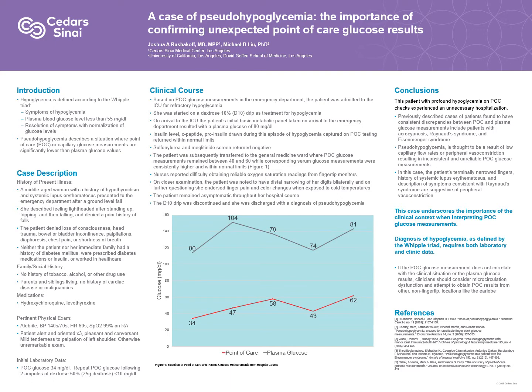Her D10 drip was continued because her point-of-care test continued to show hypoglycemia with values in the 40s and 50s, as seen in figure 1, but her BMP had normal glucose values in the 70s, 80s, and 100s. Similarly, nurses were reporting difficulty obtaining a reliable waveform on her O2 sat based on the fingertip monitors. She was eventually transferred to the ward, and on more detailed history taking and physical exam, it was revealed that she had distal narrowing of her fingers, and she endorsed pain and discoloration in her fingertips when she would experience cold temperatures.